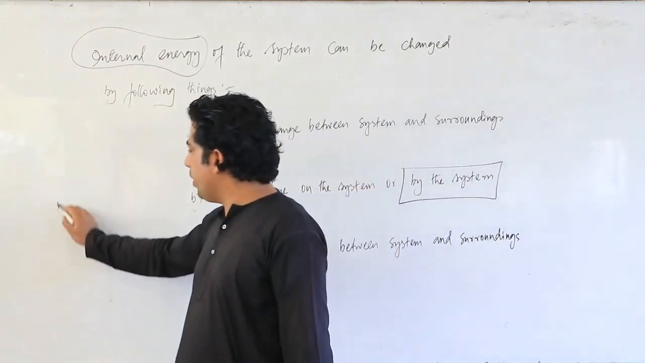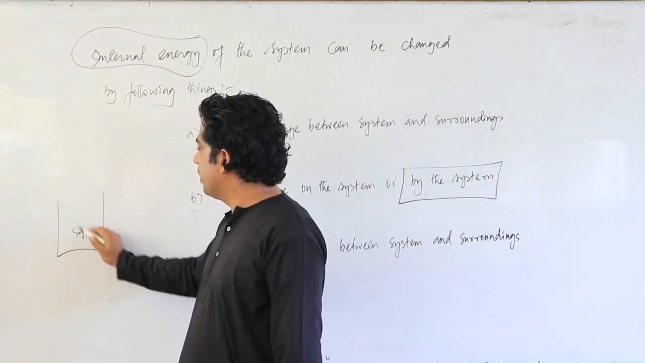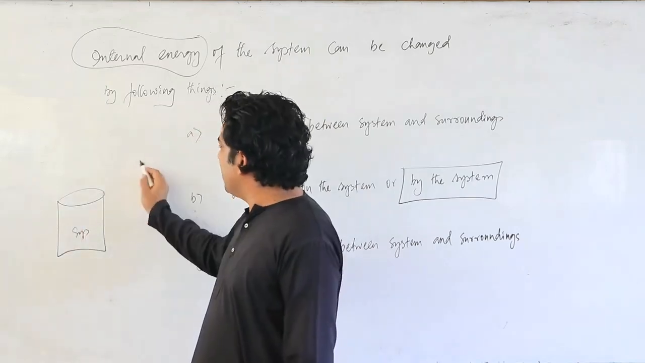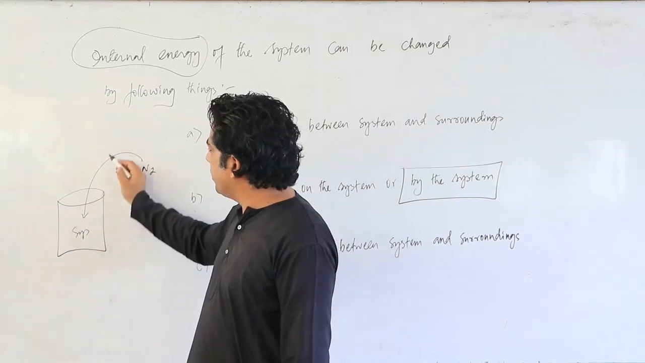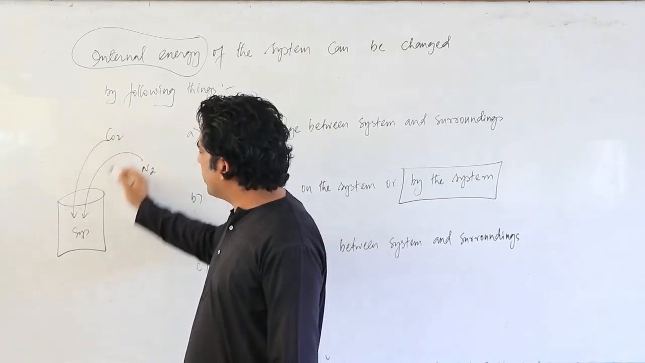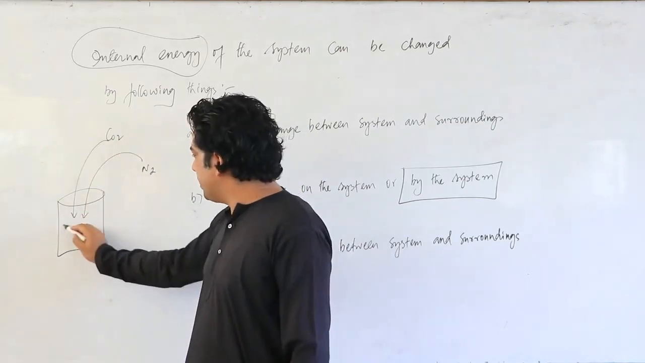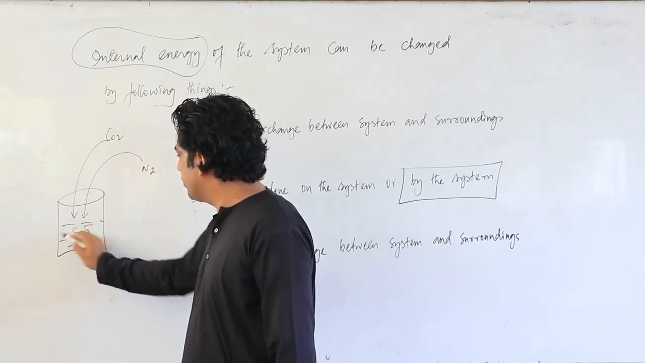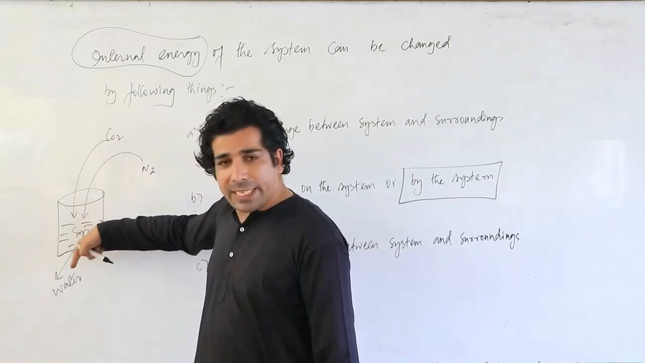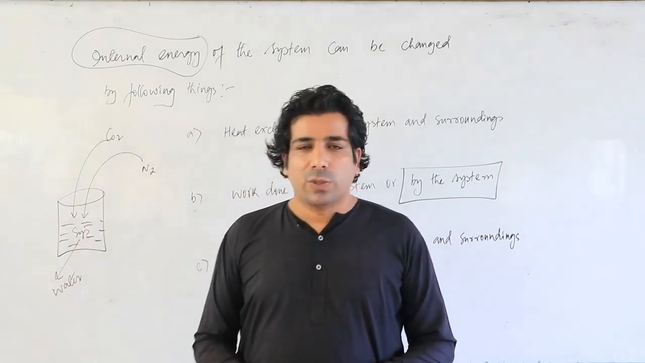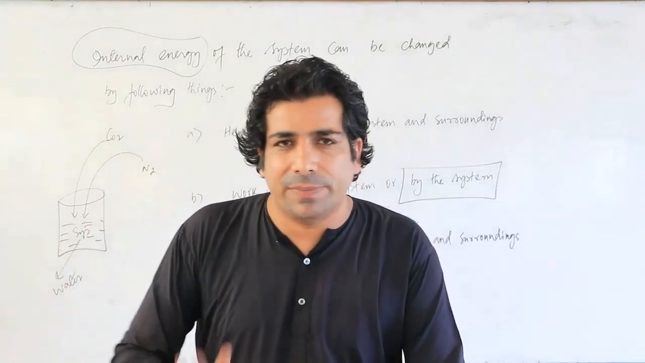Now third point, matter exchange between system and surroundings. My dear friends, if we have an open system here, and let us suppose any gas is entering here. Nitrogen gas enters inside. Let us suppose carbon dioxide gas enters inside. In this system, let us suppose we have water. This nitrogen gas will dissolve in the water. So water will have some internal energy, correct?